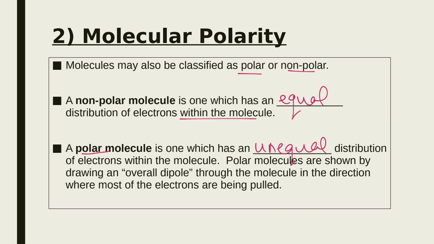And similar to a polar bond, where you have to draw a bond dipole, if you have a polar molecule, you have to show an overall dipole through the molecule, indicating where the majority of electrons are being pulled.